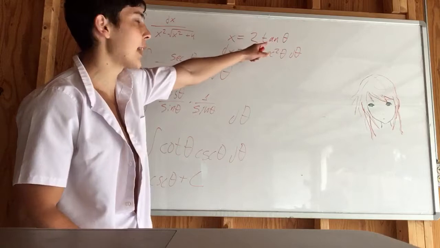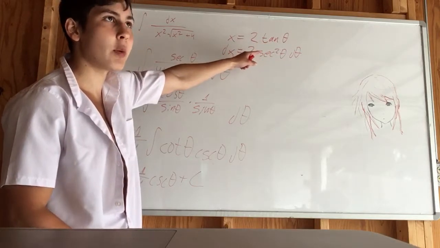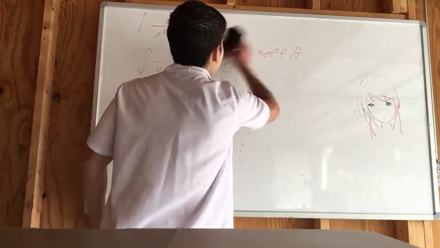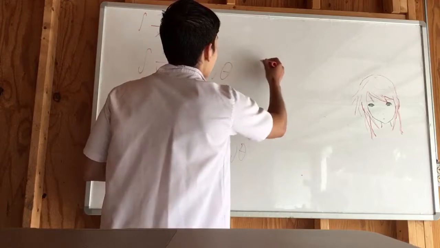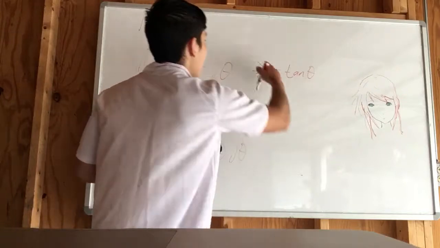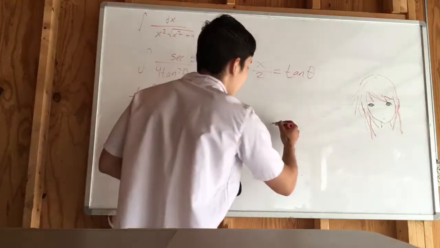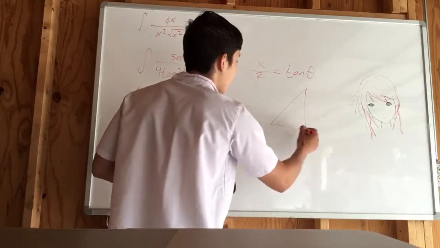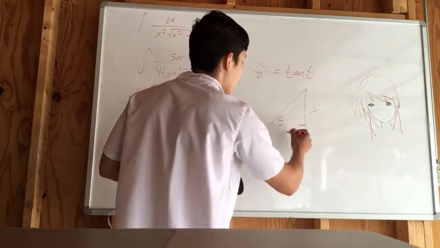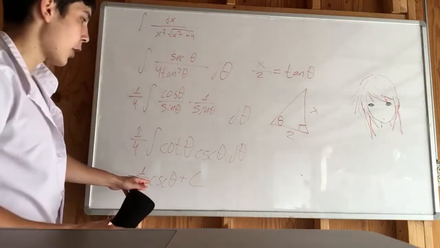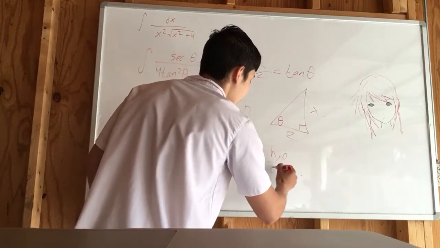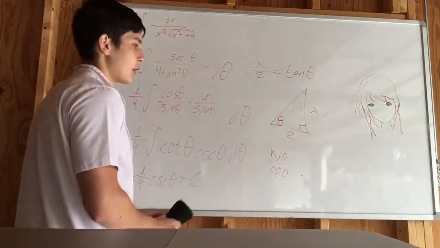The way we do that is we try to get tangent of theta by itself, because we know what tangent of theta is. It's opposite over adjacent. So we get x over 2 equals tangent of theta, opposite over adjacent in a right triangle. In a right triangle, this is theta, the angle. This is opposite, this is adjacent. But we're looking for cosecant of theta, which is hypotenuse over the opposite.